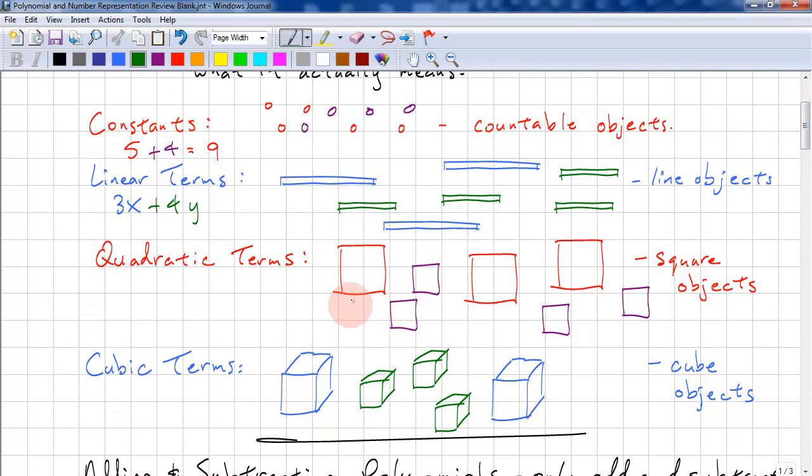Okay, we have quadratic terms. If we consider this to be a length, if we take a length and multiply it by another length, we get a square. So we can think of these as square objects. So we have 1, 2, 3 big squares, we'll call them x squared. We have 4 smaller squares, so we'll call them something different. Again, we can add these two together, but we can't simplify it.